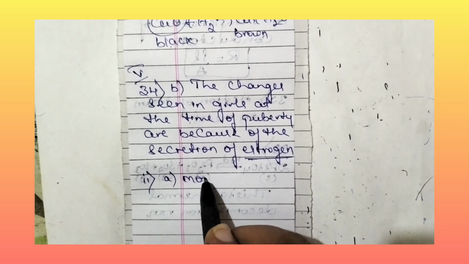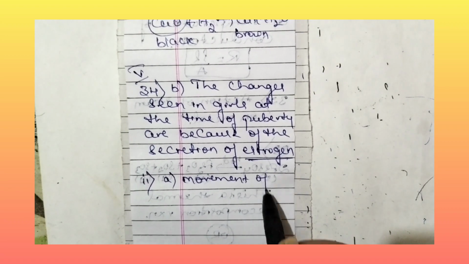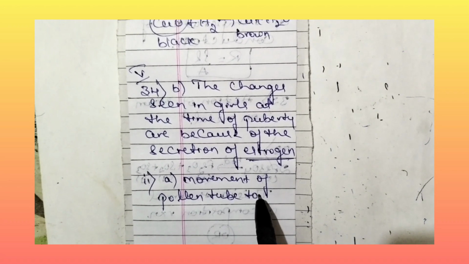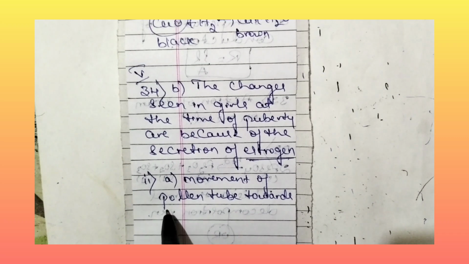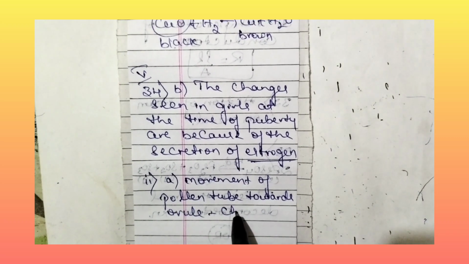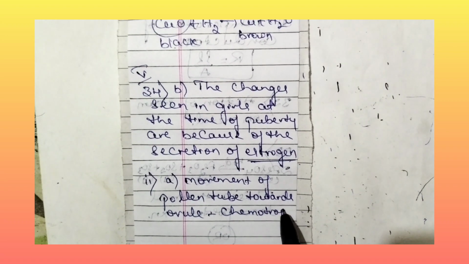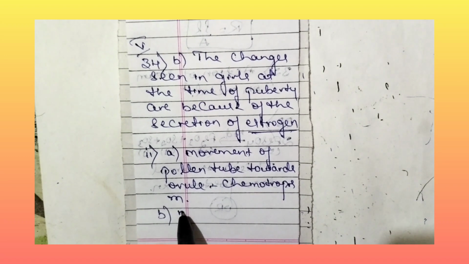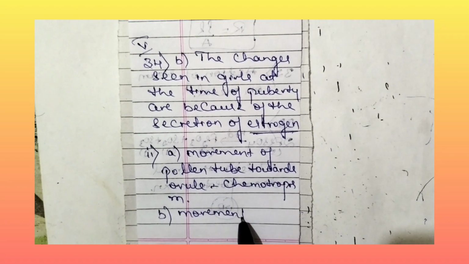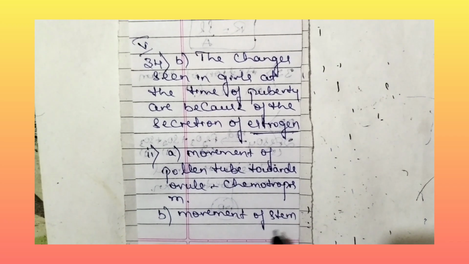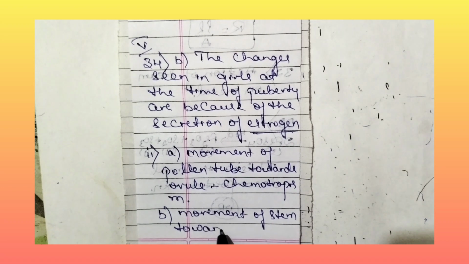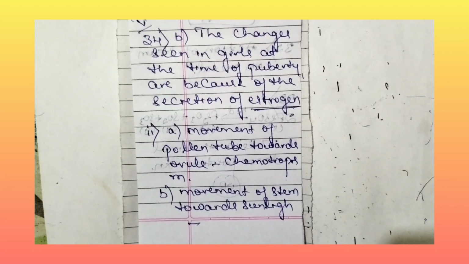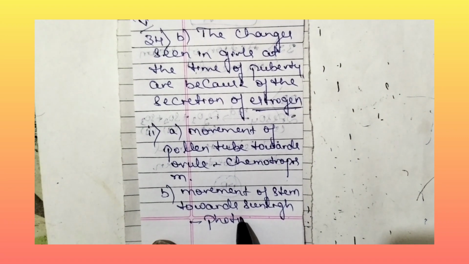That is movement of pollen tube towards ovule. It is an example for chemotropism. Next, let us take the second example: movement of stem towards sunlight. It is an example for phototropism.